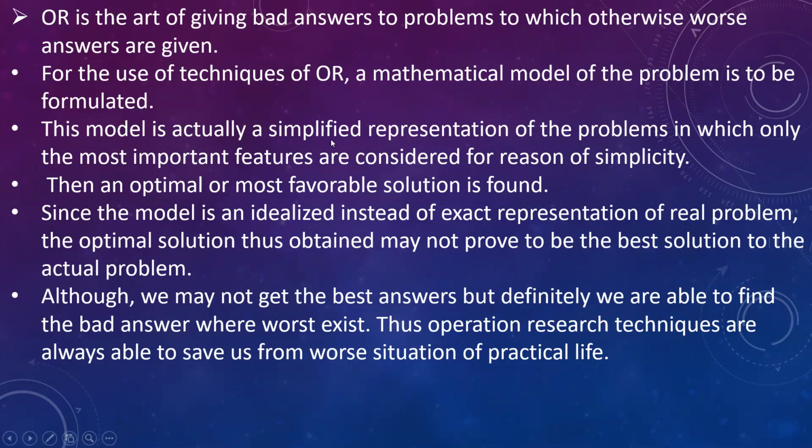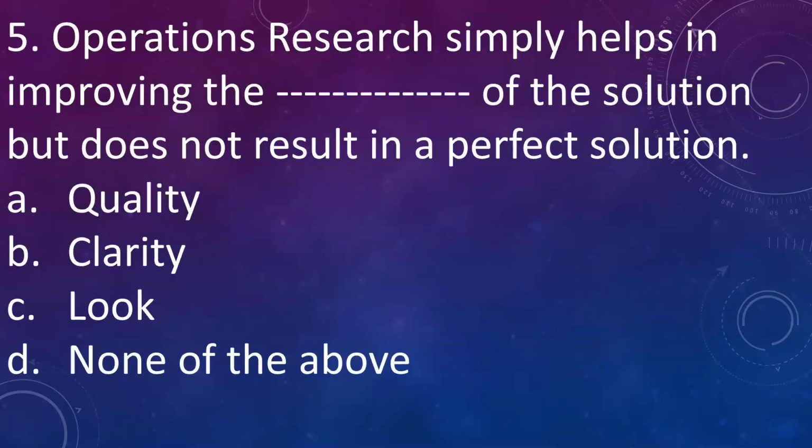This model is actually a simplified representation of the problem in which only the most important features are considered. For the reason of simplicity, the complex problem will be broken down to a simpler problem. Instead of making it simple, some of the facts will be hidden, so this will not give the very best solution to the problem. So it is said that we do not get the perfect or the best answer for the problem through operation research. Operation research simply helps in improving the dash of the solution, but does not result in the perfect solution.